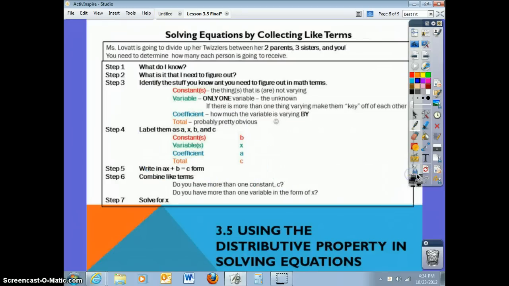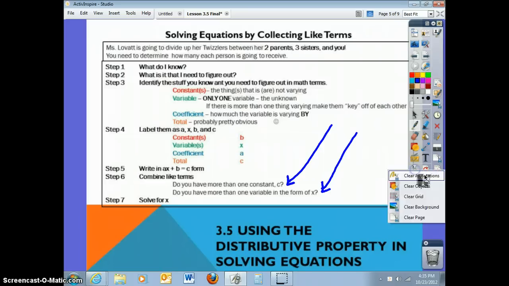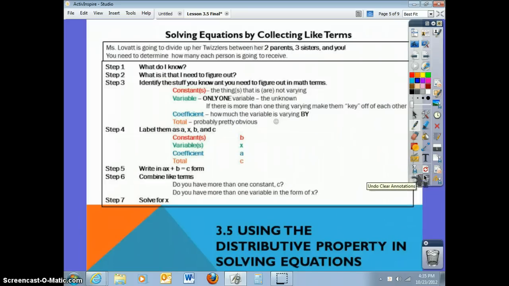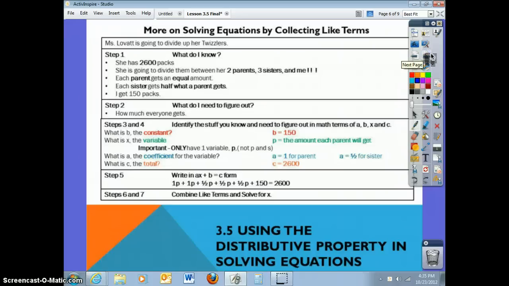Once you get it set up, the point of 3.5 is you may very well at times need to combine like terms if you have more than one c, or you may need to combine like terms if you have more than one situation for a variable like we're going to have here with the parents and the sisters. And once you get it all combined together, then you can solve for x like we did in the prior lesson. Okay, so here we have the specifics for this problem.